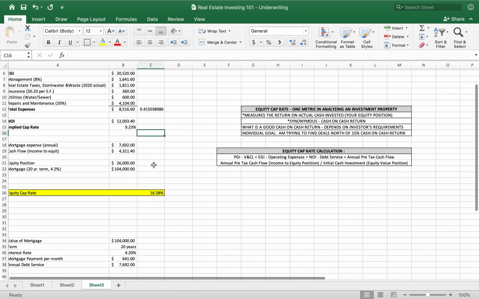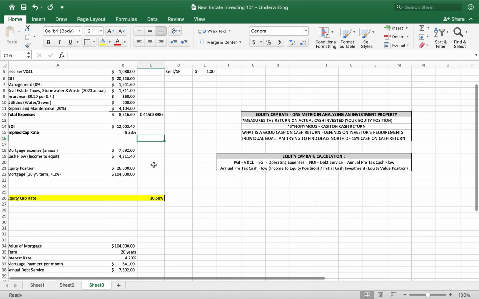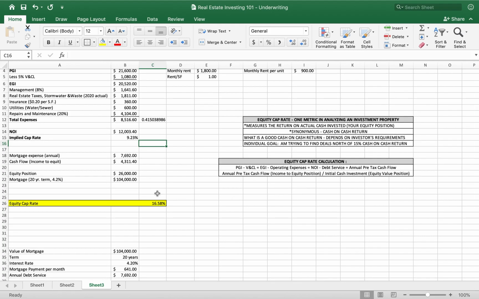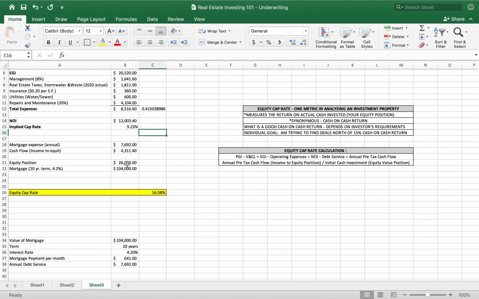As you can see, the calculation for equity cap rate, this is a pretty strong equity cap rate. It shows how your money is working for you. Your initial cash investment into this property was $26,000. So with that particular investment, your cash flow is 4,300 and some change annually, which is 16.58%.